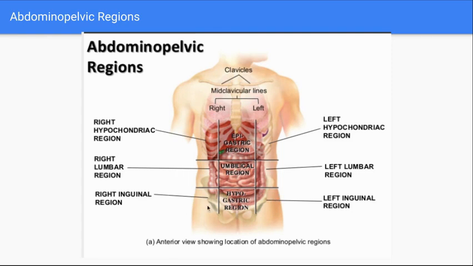And then if you go to the bottom of the 9 regions, you've got the term inguinal, which, if you remember, is the regional term for groin. And if you look here, we don't have very much in this right inguinal. This is the area where the small intestine and the large intestine join together.